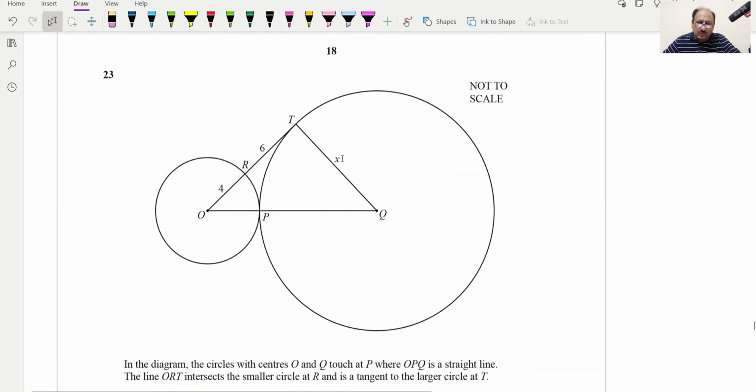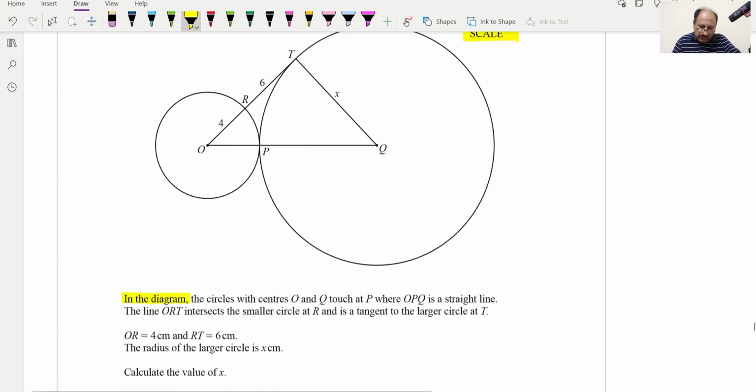This is question number 23, where the diagram is also not to scale, and we have to answer this question. In the diagram, the circles with center O and Q, this is center O, this is Q, touch at P. So this is the point P where they are touching, in a straight line. The line ORT intersects the smaller circle at R and is a tangent to the larger circle at T. So this is a tangent line.